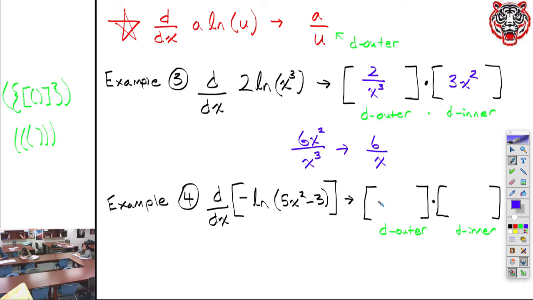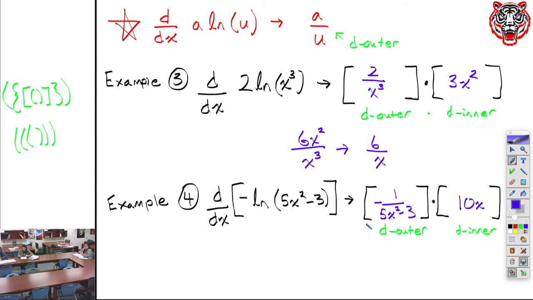Negative 1 over parentheses 5x squared minus 3. All right, and then I need a new person. Find me my dinner. It's 10x. You agree, Ben? Yep. And you'd simplify this, obviously, just by putting the 10x in the numerator, but you couldn't simplify it anymore because there's nothing that you can get a common factor for in the numerator and denominator. That concludes today's notes. Are there any questions before we write summaries?